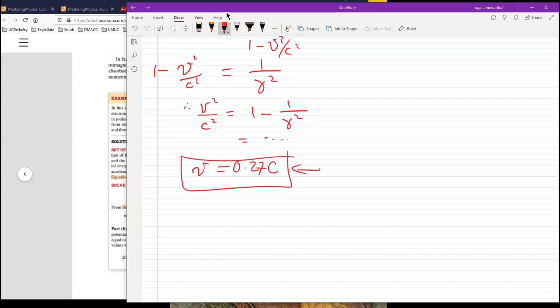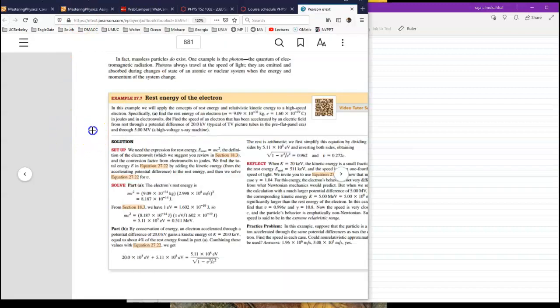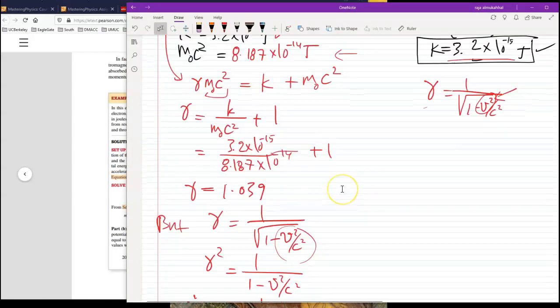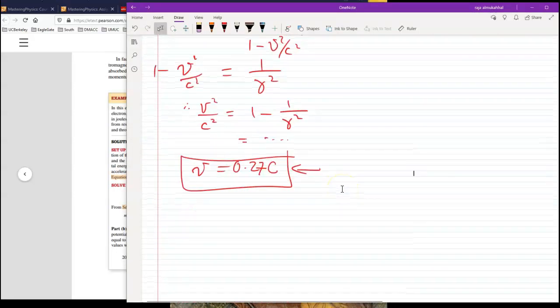That's the speed of the electron. Got it? He got 0.27 c as well, right there. I don't know how he did it, but I find my way. Hopefully you understand it. If you don't understand it, please let me know.